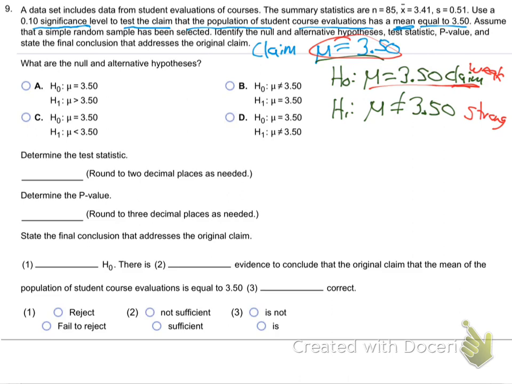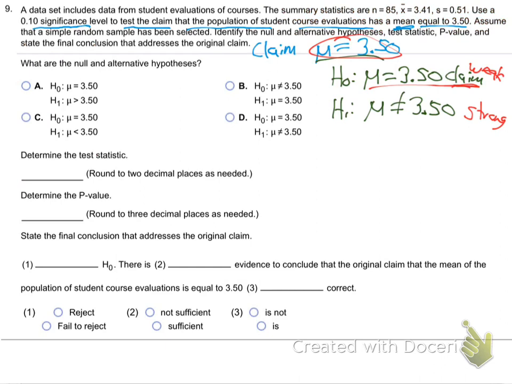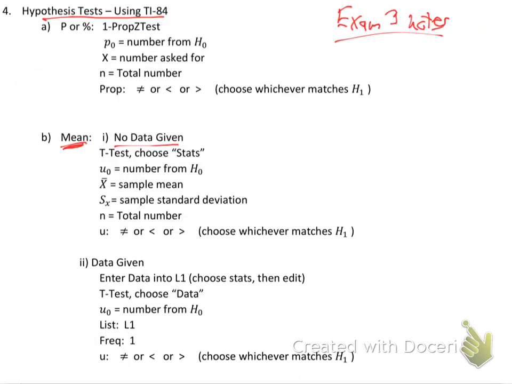Now, we're going to go to our calculator on this one. Now, this one's a little different. Let's go look at our chart. So here again is the Exam 3 notes. We're talking about mean now. This is a hypothesis test using your calculator for the mean. No data given. In a minute, we'll have a couple problems, or at least one of them, where data is given. But this one has no data given. What do you mean no data? Well, you'll see in a minute they'll list a bunch of data. We don't have data on this one.